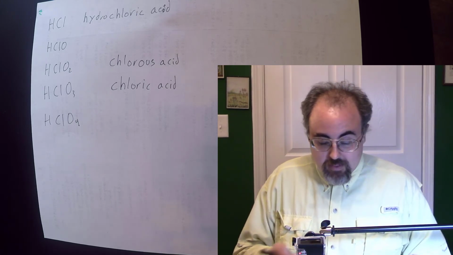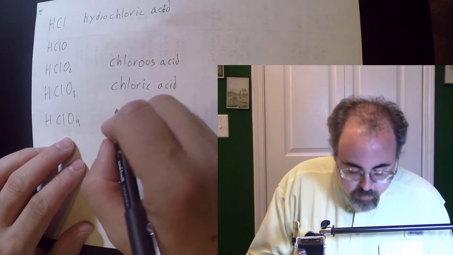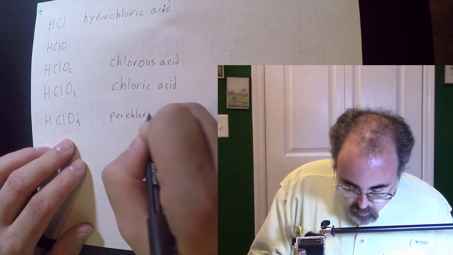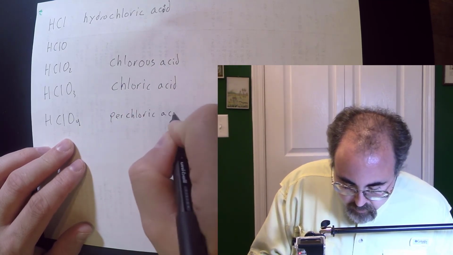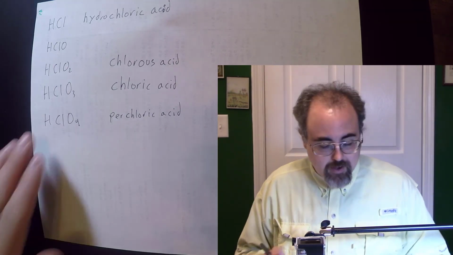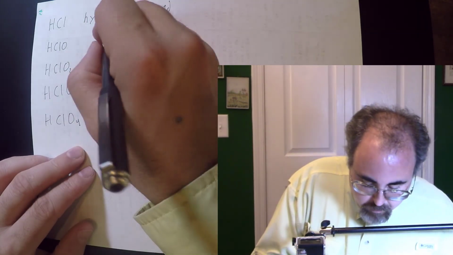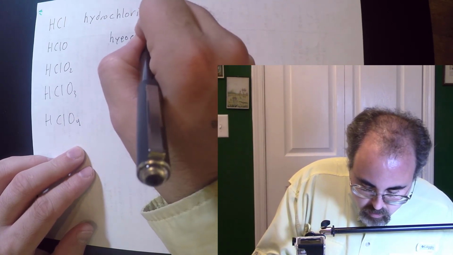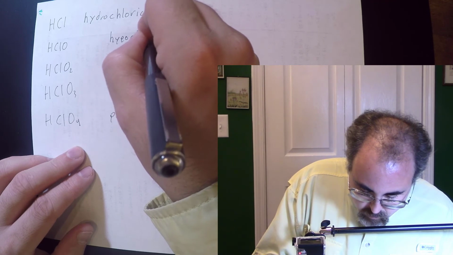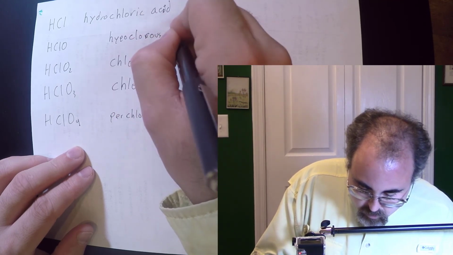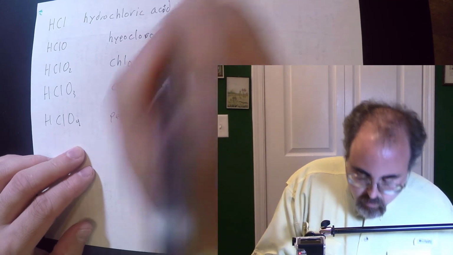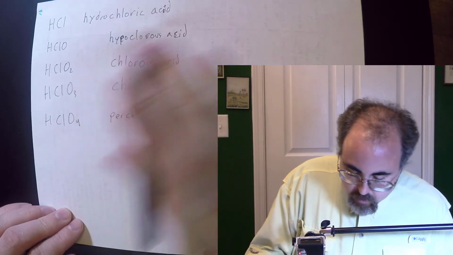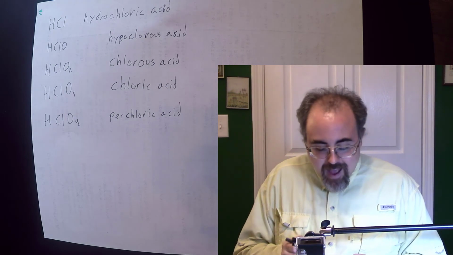And then we're going to just keep going with the same prefixes. So this would be perchloric acid, since that would be perchlorate if the hydrogen wasn't there. And this would be hypochlorous acid. It does help when you have nice flat paper.